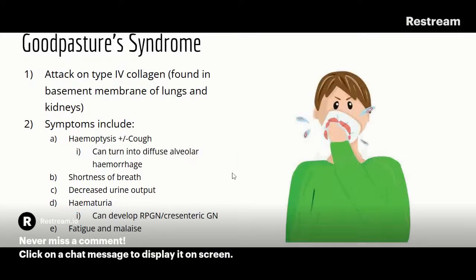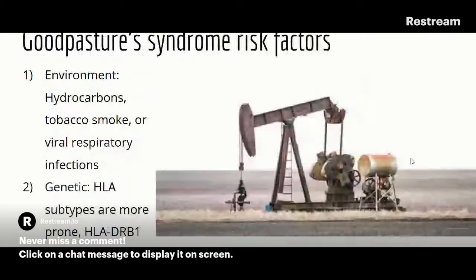Lastly, from the small vessel vasculitis, this is another immune complex-driven one. It's Goodpasture syndrome. It's an attack on type 4 collagen, which is found in the basement membrane of your lungs and in your kidneys. Your symptoms are going to include a hemoptysis, maybe a cough with that. It can turn into a diffuse alveolar hemorrhage. You can have shortness of breath, decreased urine output, hematuria, which can then develop into rapidly progressive glomerulonephritis or crescenteric glomerulonephritis, fatigue, and malaise. Now, it's worth noting, these are very, very similar to your GPA symptoms. So we'll talk about how to differentiate those in a moment.